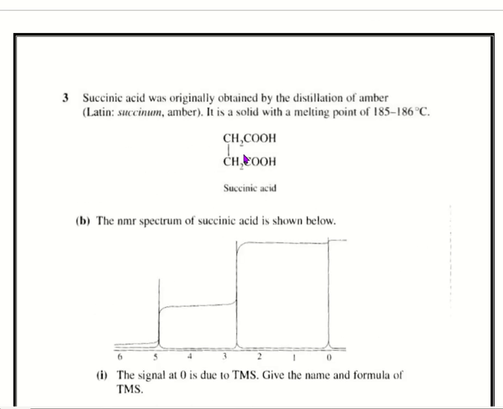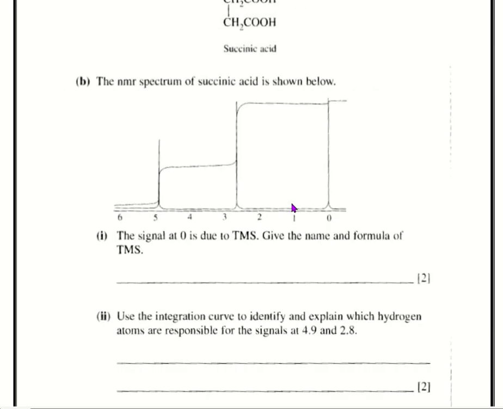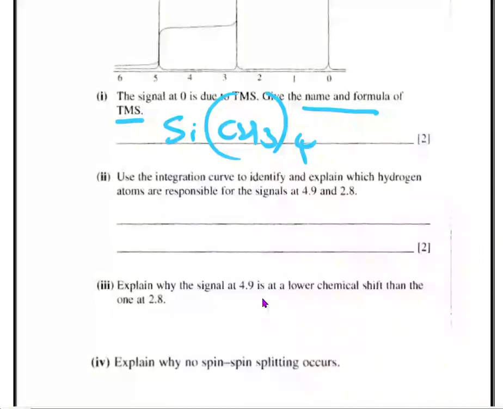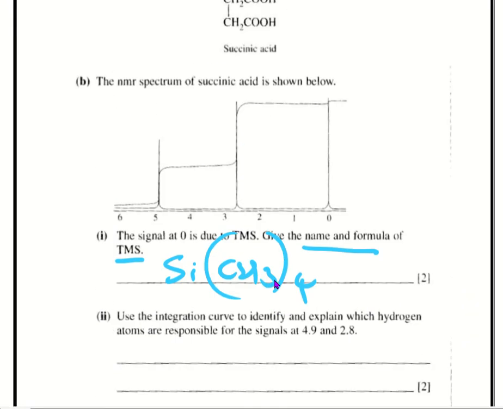Okay, so here we have succinic acid. Alright, so the signal that gives the name and formula of TMS, well, hopefully you're able to spell tetramethylsilane. Its formula, remember, is it has 4 methyl groups around a central silicon. Okay, use the integration curve to identify and explain the hydrogen atoms responsible for 4.9 and 2.8.